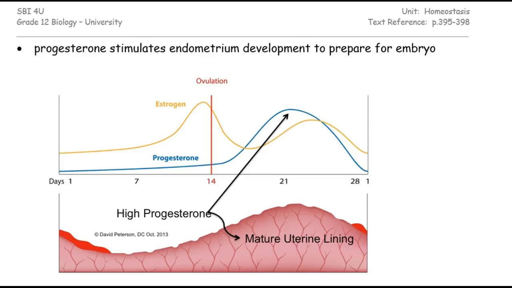Women's voices actually do deepen at puberty. It's just that it's not to the same extent as men, which is why it's almost unnoticeable, but it does happen. So let's take a look at progesterone and its effects. Progesterone's job is to stimulate that endometrium development, in other words, to get it to thicken.